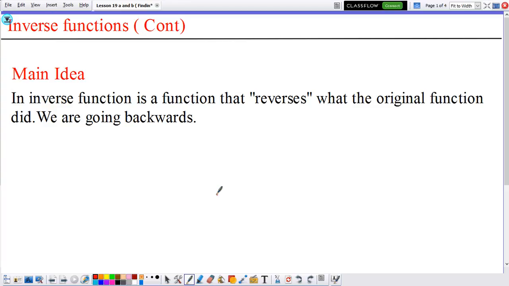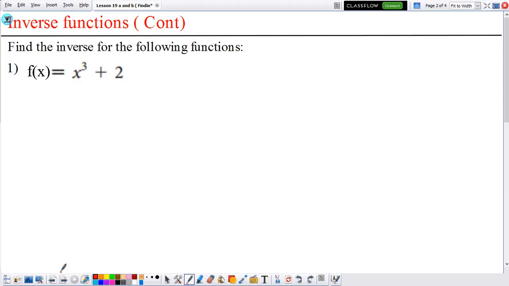So here's the main idea. We introduced the concept on the previous video. Now let's do some more challenging questions. Now, let's look at example number one. Again, they're asking us to find the inverse for the following functions.